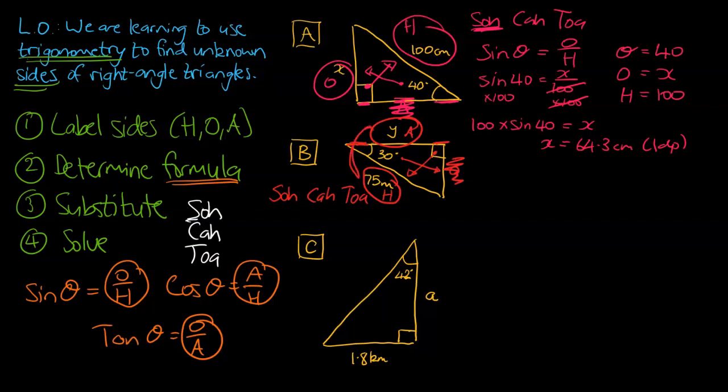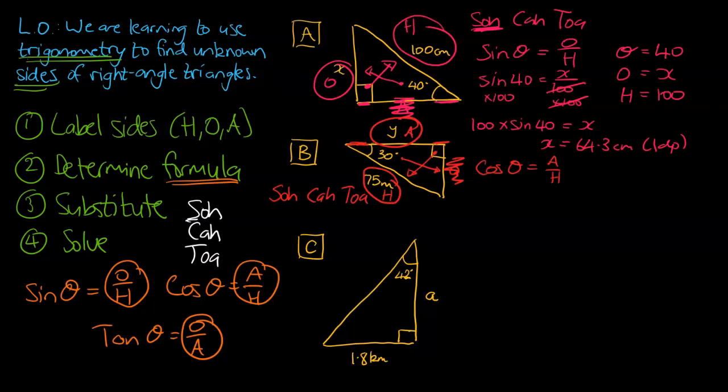So I'm left with A and H, and I'm now going to go to my SOHCAHTOA. Which one has A and H? And that's the CAH part of it. So that means we're going to be using the cos rule. So we've got cos angle equals A over H. And that was from our equations before. And we will have a formula sheet, and we will have reference to those during our tests and exams.